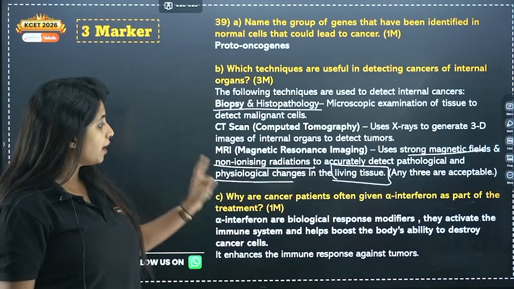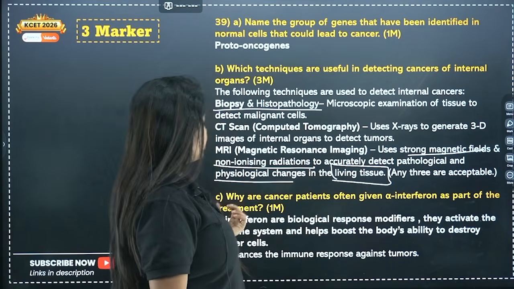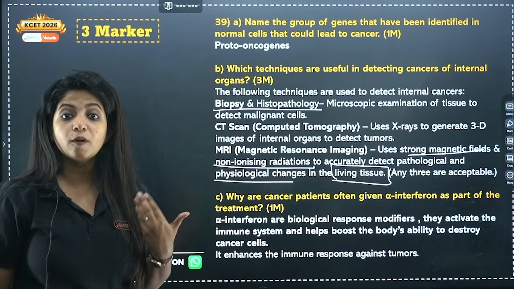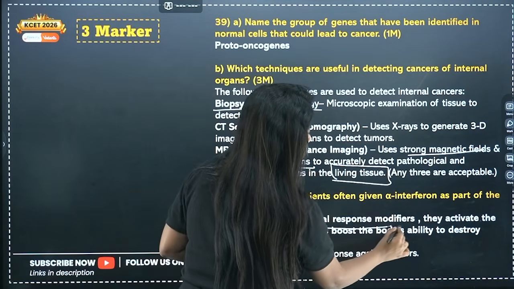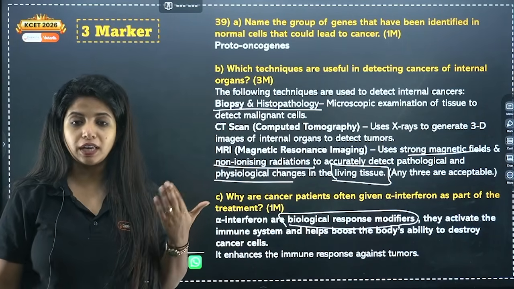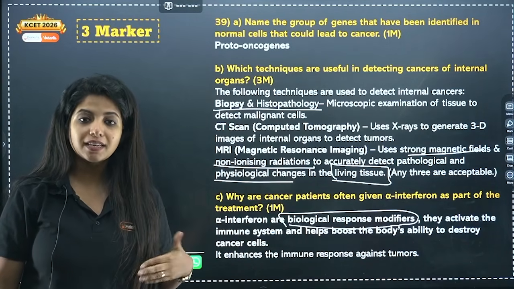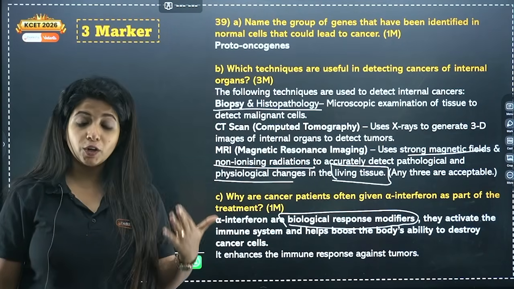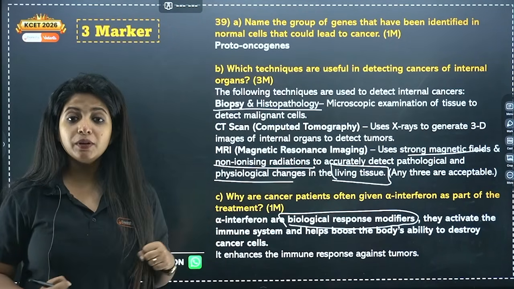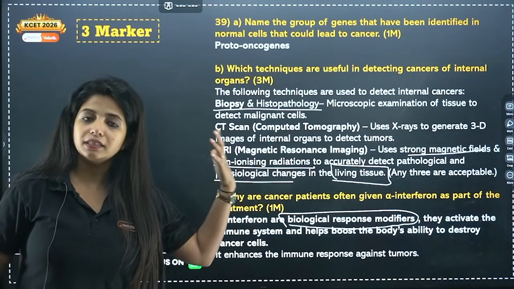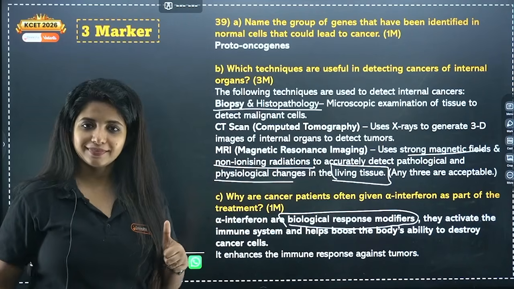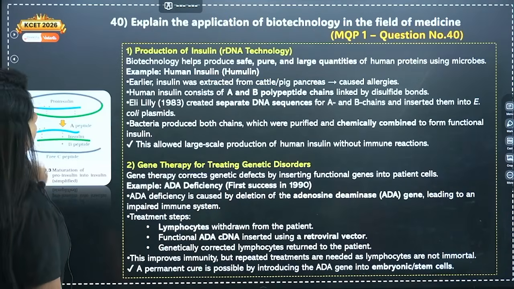Now one more question is there, why are cancer patients often given alpha interferons as a part of treatment? So alpha interferons, my dear children, they are biological response modifiers. They make your immune system really, really strong. Cancer patients, we know a lot of their cells are being killed because of chemotherapy, radiotherapy, things like that. So you need immunological cells. You need immunity out there. That is why we have the alpha interferon, which acts like a biological response modifier. Done? Yes. Now next question.